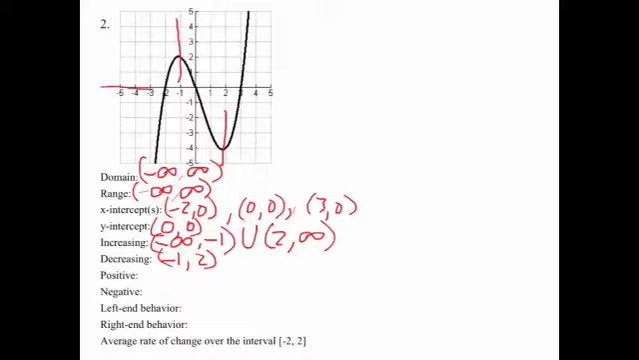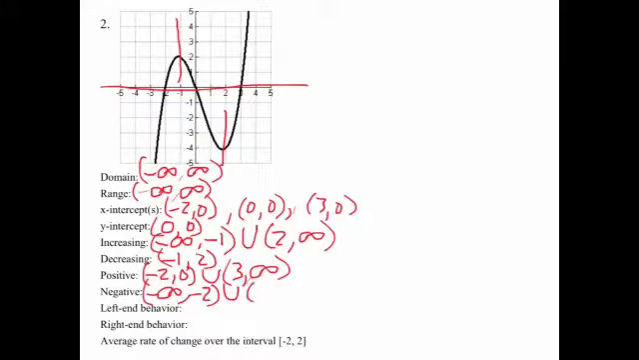This function is positive, as in above my x-axis, on 2 sections, one in the middle and one on the right side. Between negative 2 and 0 it's going to be positive, so negative 2 to 0. The next interval starts up again at 3 and continues on to the right forever, so 3 to infinity. It is negative before you reach negative 2, and it's negative from 0 to 3. So those are from negative infinity until you reach negative 2, and the next part goes from 0 to 3.